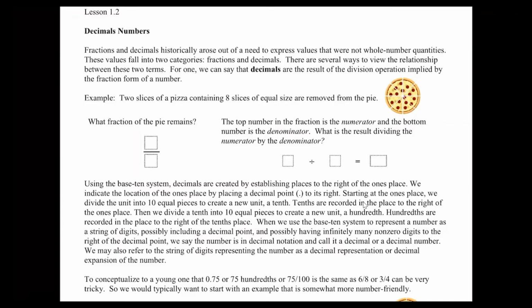All right, this blurb here in the beginning: fractions and decimals historically arose out of a need to express values that were not whole number quantities. If your answer to where did this come from, why was it invented, is because there was a need for it, then you're not wrong. That should always be where your thinking takes you first. For math and science, there was a need. This was developed in order to fulfill or satisfy that need. All right, and it comes from the fact that, okay, I got a field full of crops, and well, I'm not going to use it all, so I'm gonna sell some of it, but not all of it.